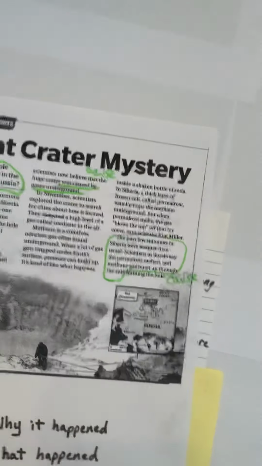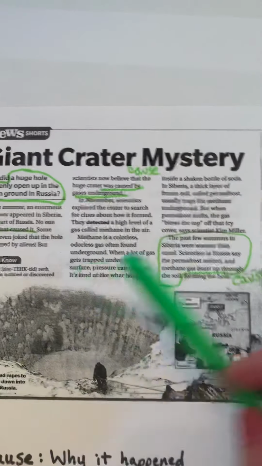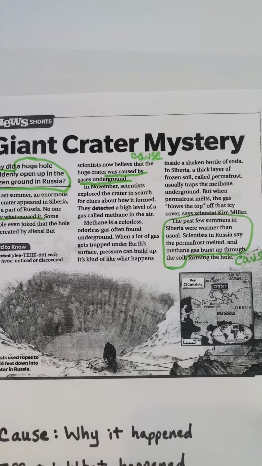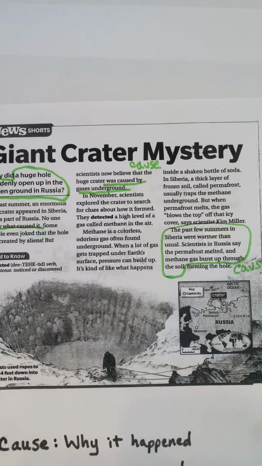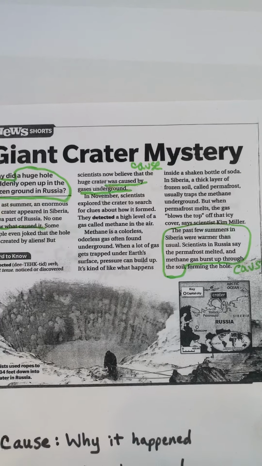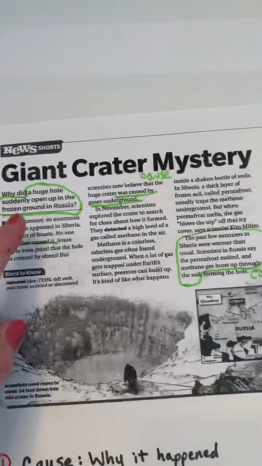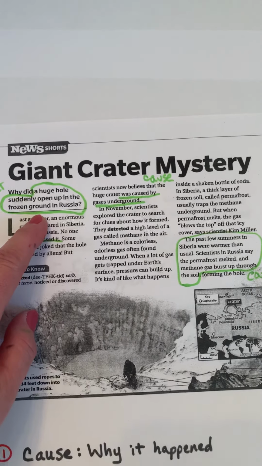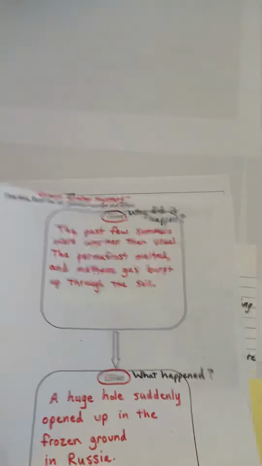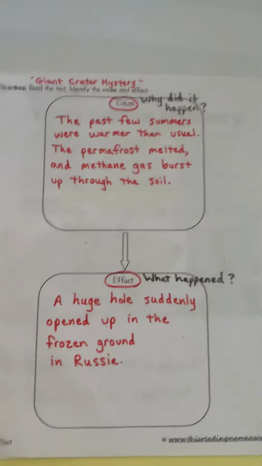So let's take a look and see, did this cause my effect? The past few summers in Siberia were warmer than usual. Scientists say the permafrost melted and methane gas burst up through the soil. That would have caused a huge hole suddenly opening up in the ground. So if I did put that on a graphic organizer, it would look like this.